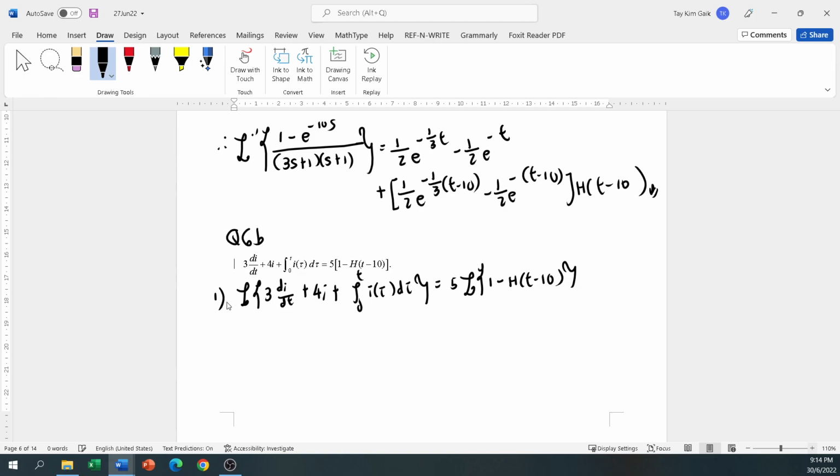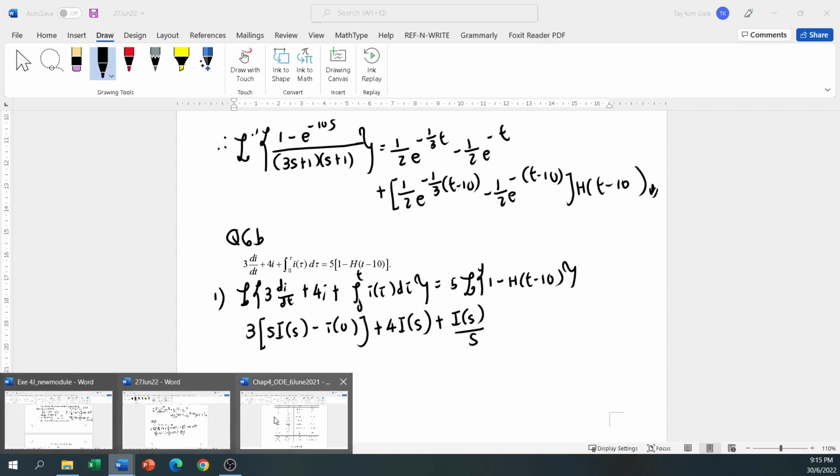So first step, take the Laplace transform after we get the model. Laplace transform for 3 di/dt, you got 3, so make sure you bracket. So this is sI(s) minus I(0). Laplace transform for 4i, you have 4I(s). Laplace transform for the integral of i(tau) d tau from 0 to t, by using the transform of an integral, this will be I(s) over s. You can look back at the table of Laplace transforms here.